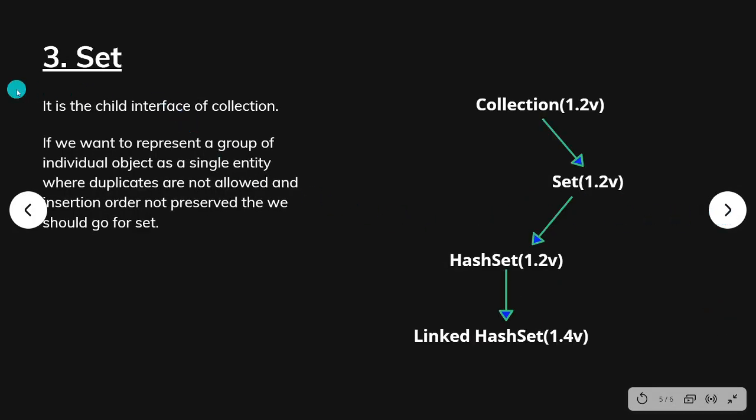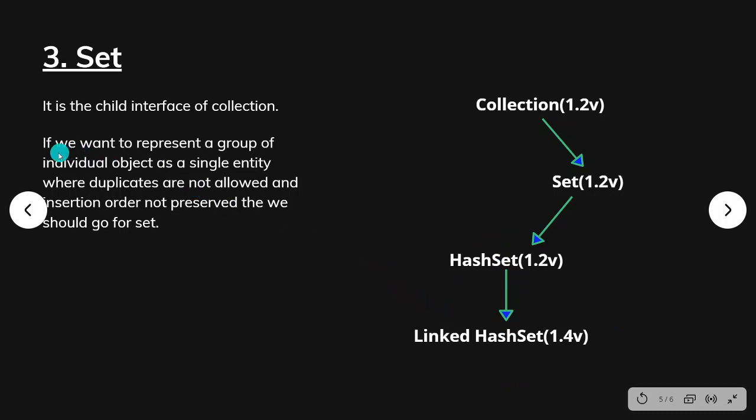Okay, third one is set. What is the first point? It is the child interface of collection. Here collection came from 1.2 version. Its child is set, 1.2 version. Under set there are HashSet, 1.2 version, and LinkedHashSet, 1.4 version of Java.